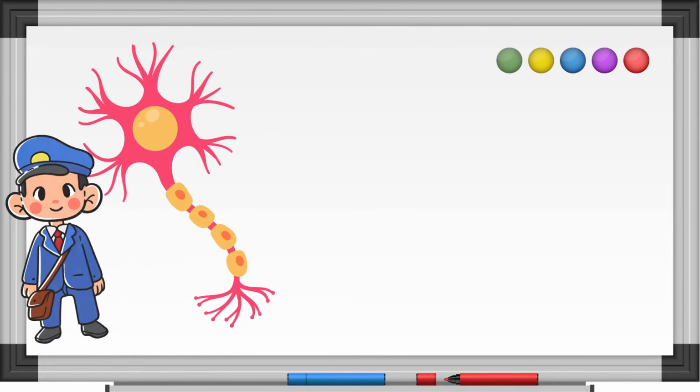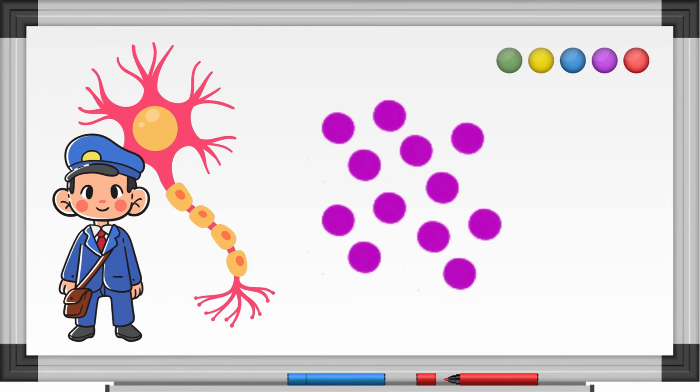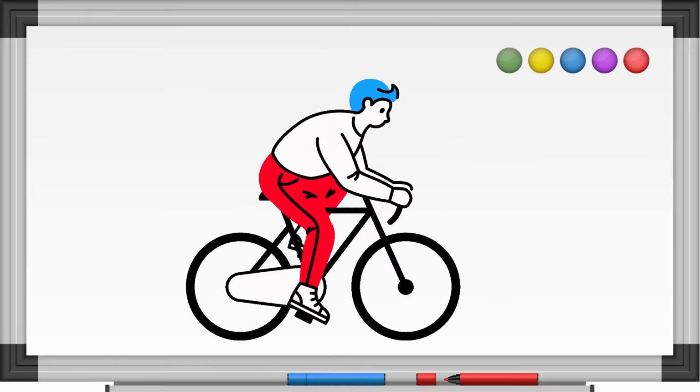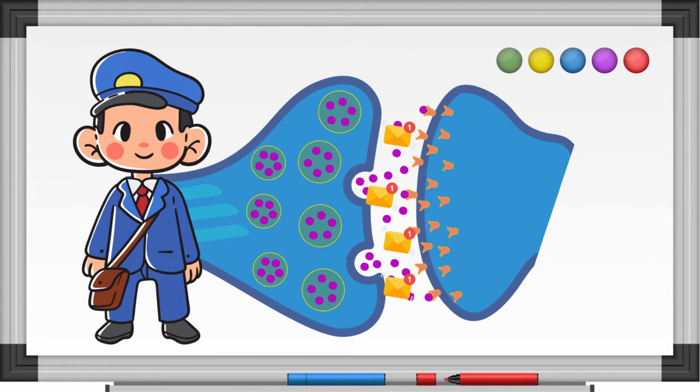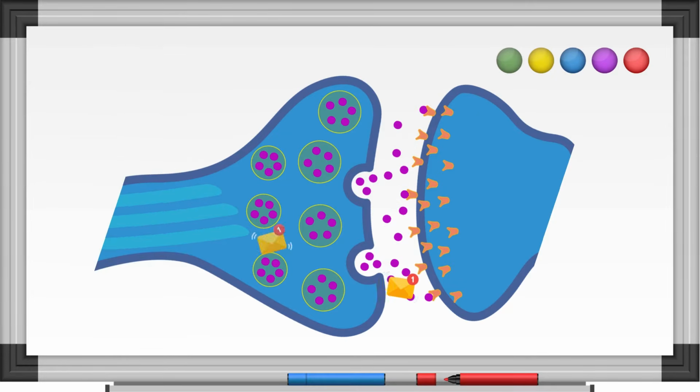Think of it like a mail system. The neuron is the mailman, and the neurotransmitters are the letters being delivered. Every time you practice a skill, whether it's playing piano, riding a bike, juggling, doing calculus, the mailman delivers more letters between the same addresses, or neurons, making the route faster and more efficient.